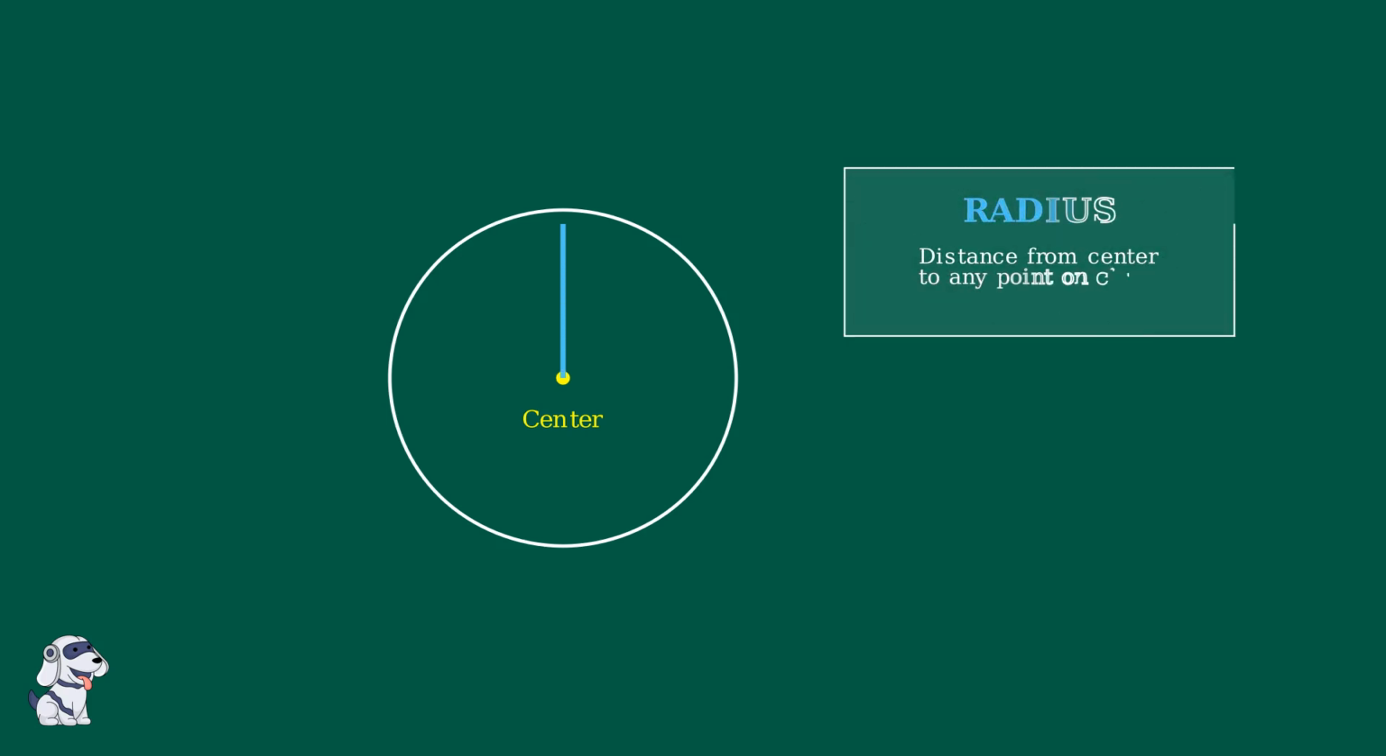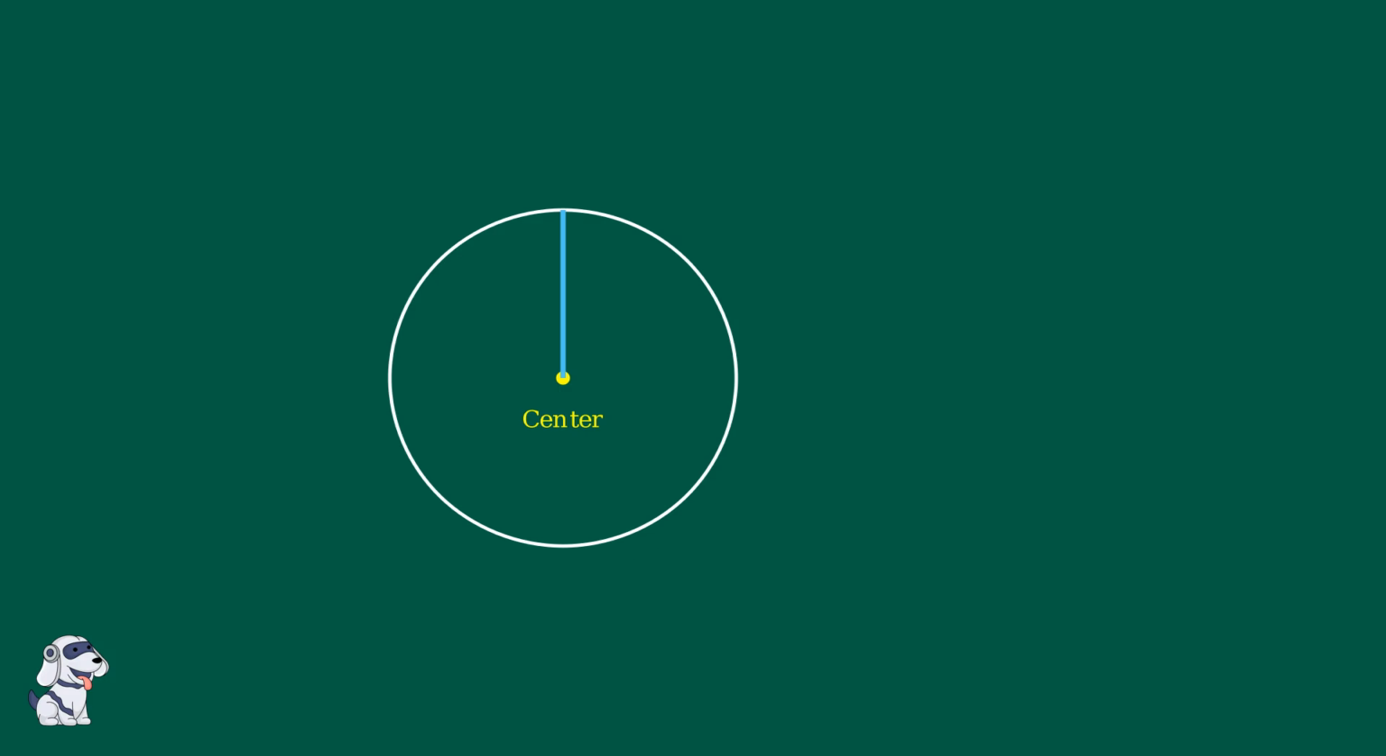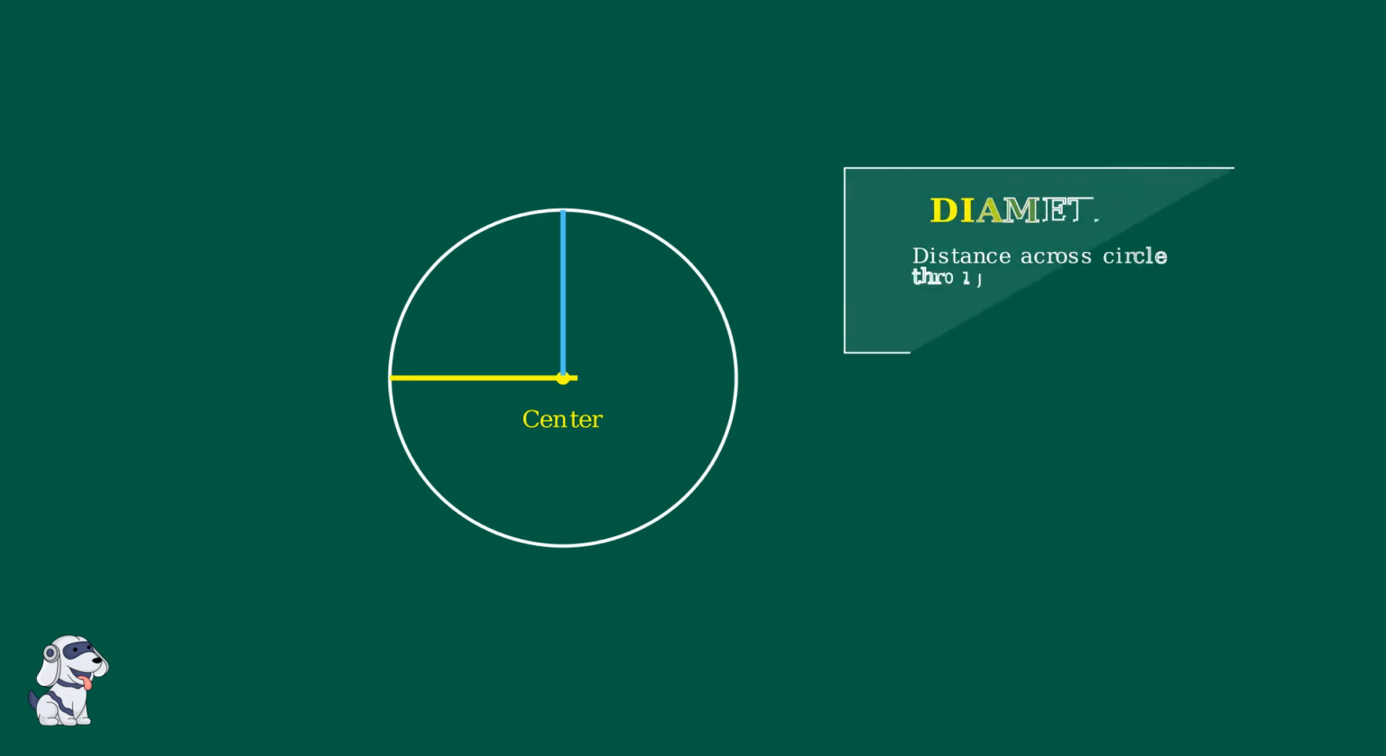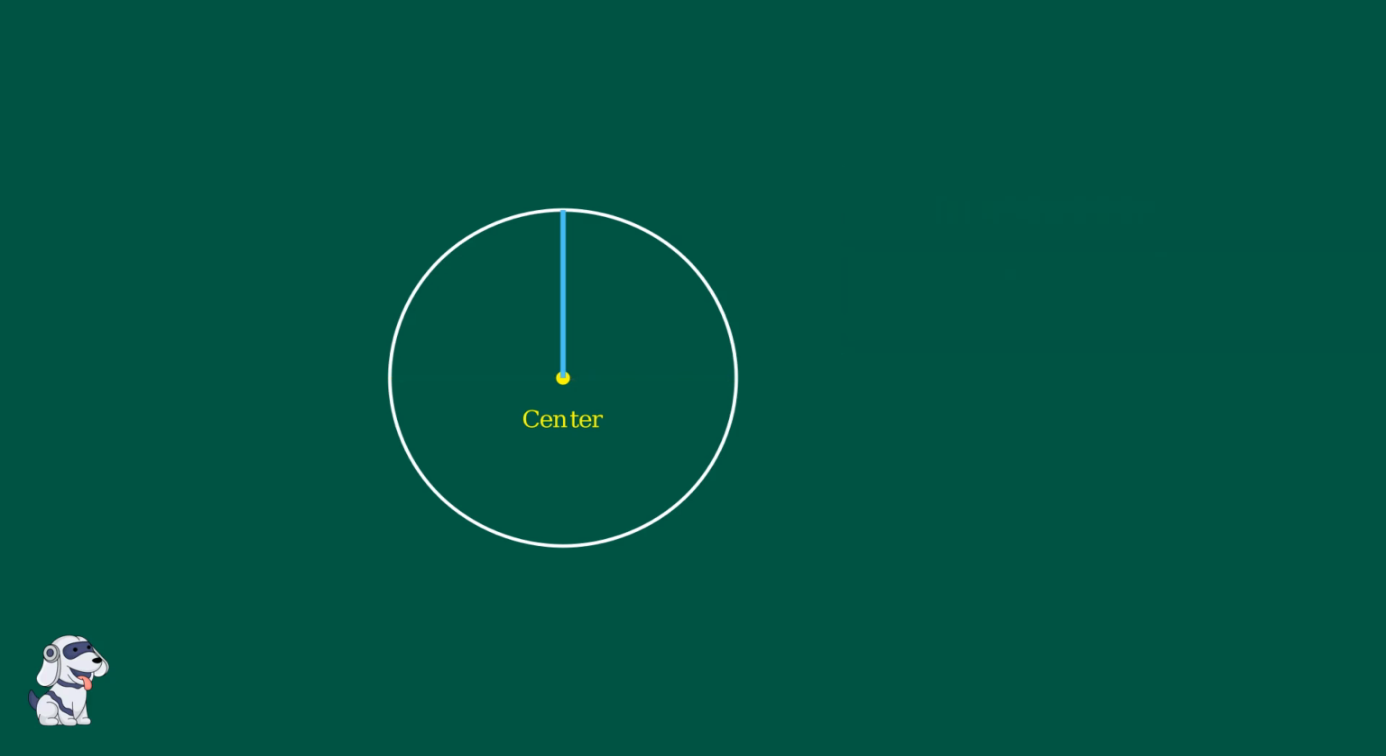Every circle has several key parts that we need to understand. The radius is the distance from the center of the circle to any point on the circle. All radii in a circle are exactly the same length. The diameter is the distance across the circle through the center. It's exactly twice as long as the radius.